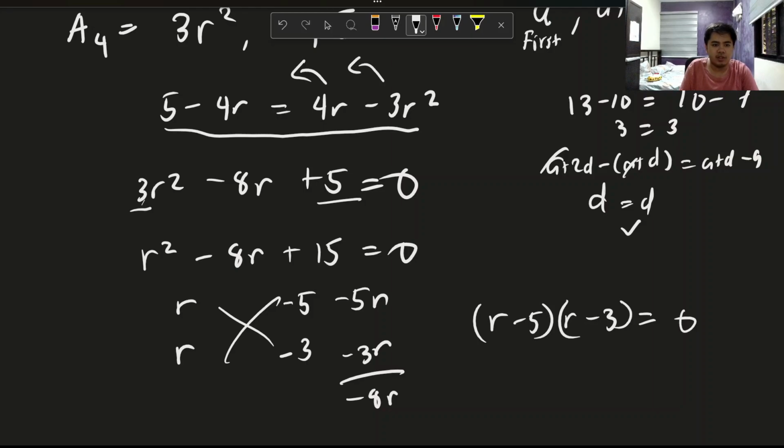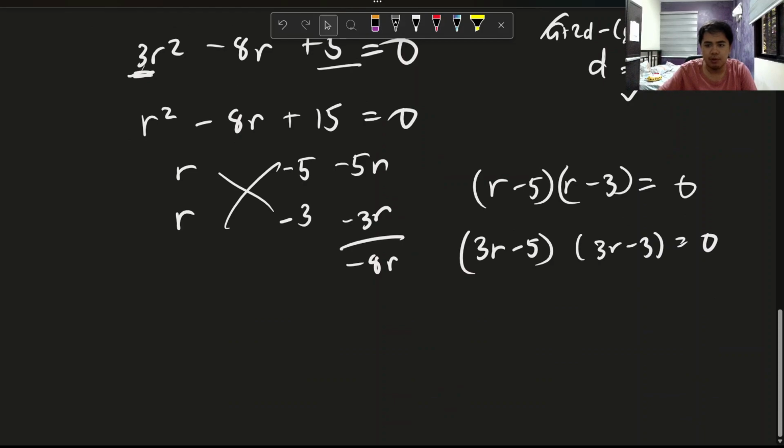Now, since we divided this by 3, we now have to multiply both of these by 3. At least we have to multiply this, the r, by 3. So this becomes 3r minus 5 and then 3r minus 3.